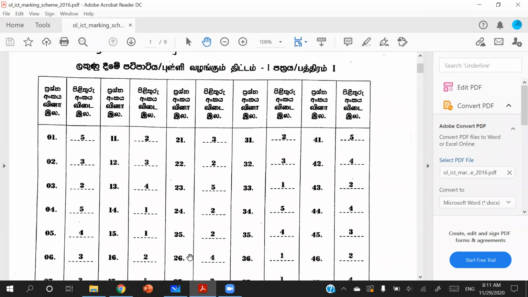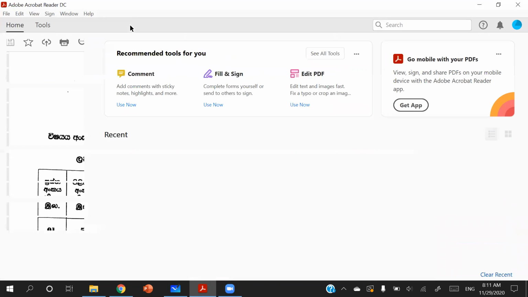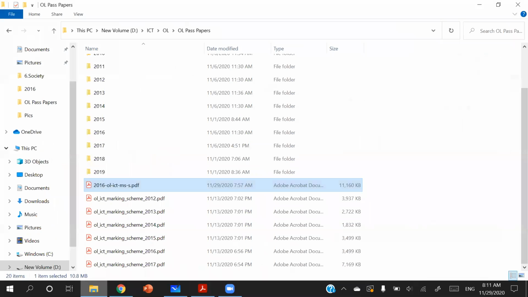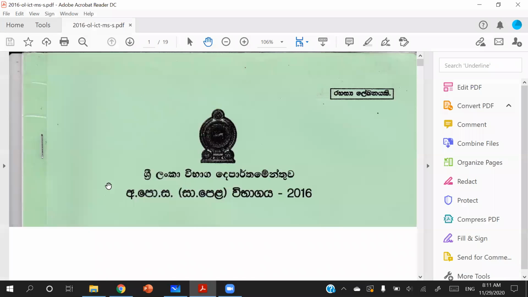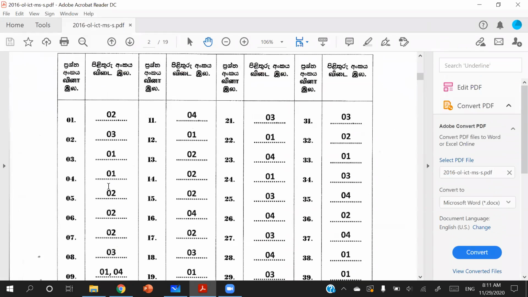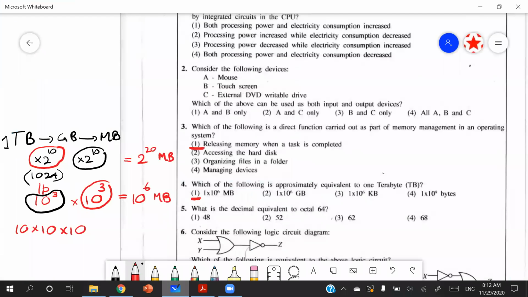Right, so, oh, I have closed the correct marking scheme. Hold on. Yeah, so for the fourth one, they have taken the first as the answer in the marking scheme as well. Right, then the fifth.